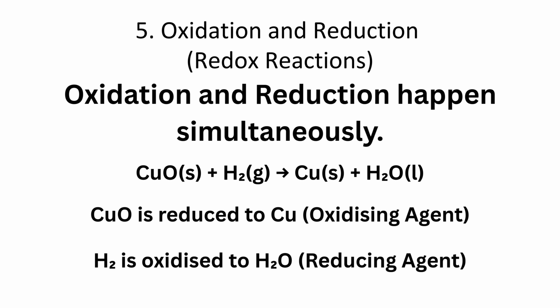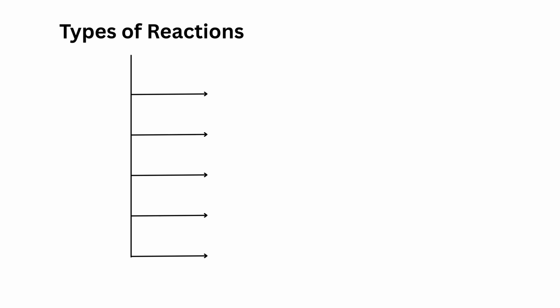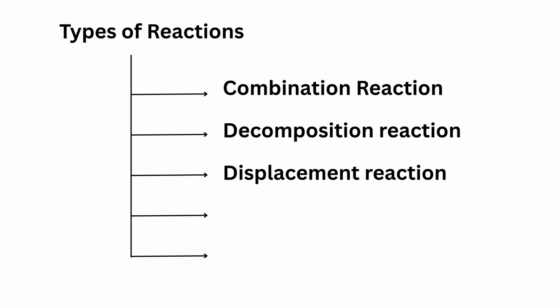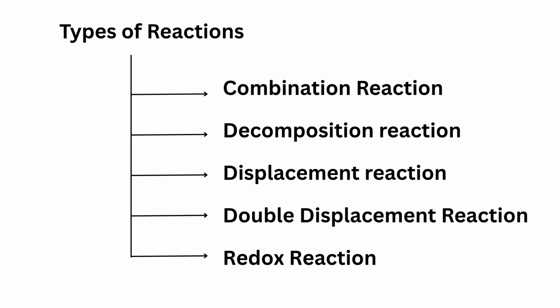Copper oxide is reduced to copper metal. Hydrogen is oxidized to water. Copper oxide acts as the oxidizing agent. Hydrogen acts as the reducing agent. So, friends, in this part 2, we studied the 5 types of reactions: combination, decomposition, displacement, double displacement, and redox.